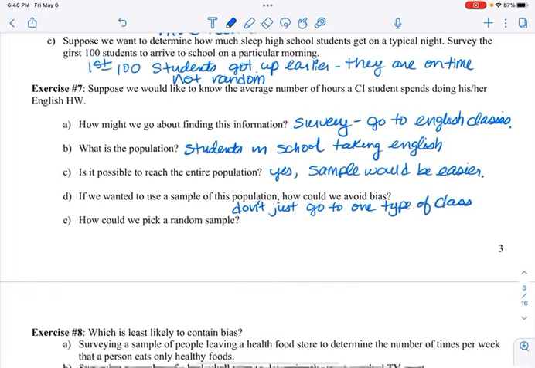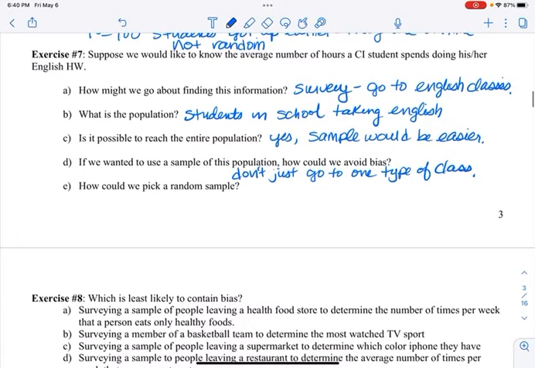If you went to just only AP classes, they might have more homework. They have a lot more reading and writing to do. If you went to a credit recovery class, they might not be assigned homework. So you just want to make sure that you're going to a random sampling of classes, not just one type of class. How could you pick a random sample?